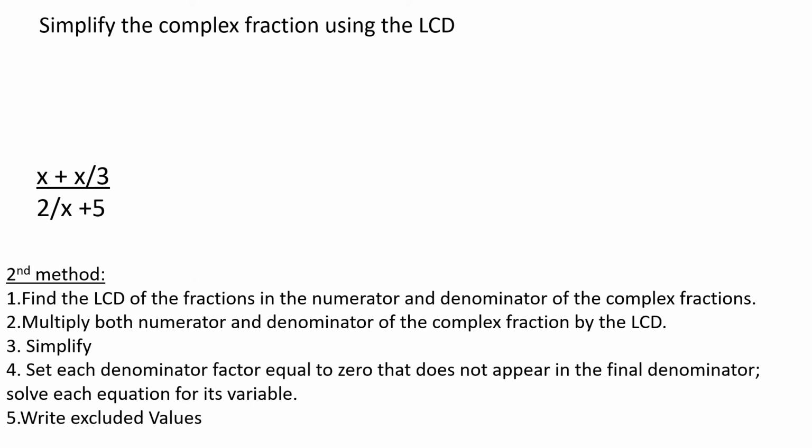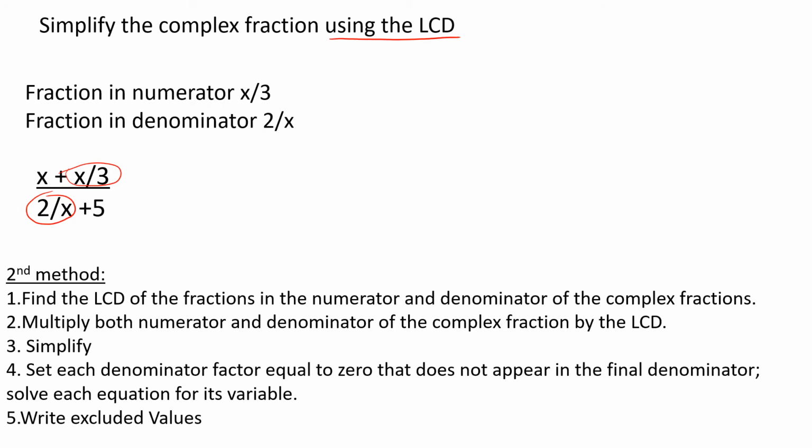So let's look at this example. Here we're going to simplify the complex fraction, but we're going to use the LCD method. All right. So we have two fractions, right? We have the fraction x divided by 3 and 2 divided by x. And we've got to come up with the LCD, right? Well, 3 is prime and x is prime. Therefore, our LCD is going to be 3x, one of each. So that's our LCD of this complex fraction.